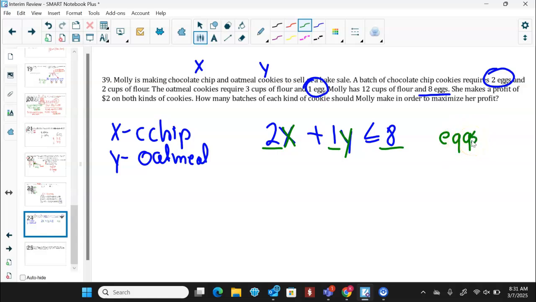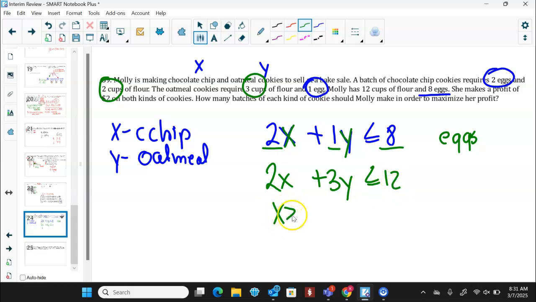And now you got flour. For chocolate chip cookies, we're going to use 2 cups of flour. So this is going to be 2x. For oatmeal cookies, we are going to use 3 cups of flour. So this is going to be 3y because y represents the oatmeal cookies. And the total of cups of flour is 12. So less than or equal to 12. And of course, then we're going to have an x that's greater than 0 and y greater than 0. Why? It's because we want to have the positive quadrant in constraints.